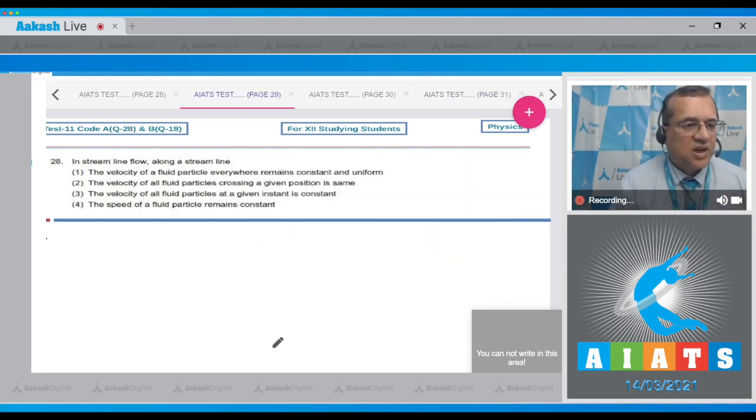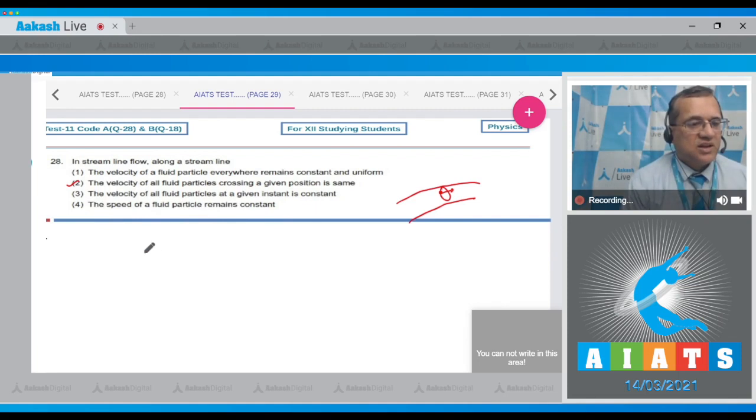So look at the question number 28. In streamline flow along a streamline, the velocity of fluid particle everywhere remains constant and uniform. Not true, because somewhere where the cross section decreases, the velocity will change. And the second part is the velocity of all fluid particles crossing a given position is the same. Yes, that's a true statement, that at one cross section each particle and its predecessor will have the same velocity. So, let's look at the third. The velocity of fluid particle at given instant is constant. Not the velocity of the fluid particle remains constant. That's not true. So the correct option to this is option number 2.